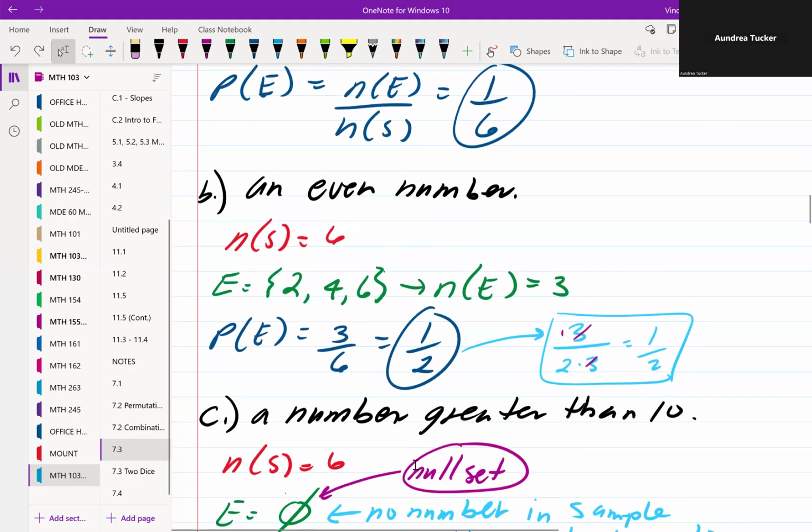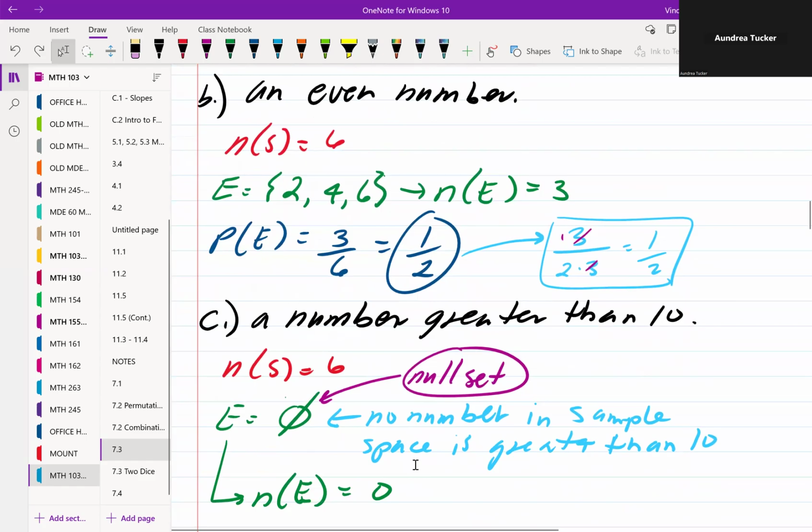All right. And then the next one: what's the probability of rolling a number greater than 10? So when we look at our sample space, it's numbers 1 through 6. There is not a number that's greater than 6, so of course, there's no number greater than 10. So the number of outcomes in your sample space that are greater than 10 is 0.